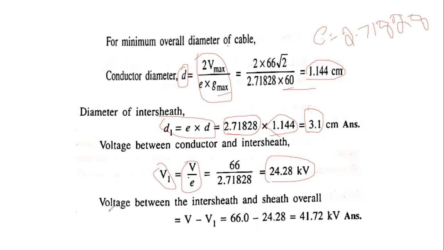Next, we calculate the voltage between the inter sheath and the sheath overall. That is equal to V minus V1. What is the value for V? That is 66, and V1 is 24.28. V1 is the voltage between the conductor and the inter sheath. Then we obtain the voltage between the inter sheath and the overall sheath.